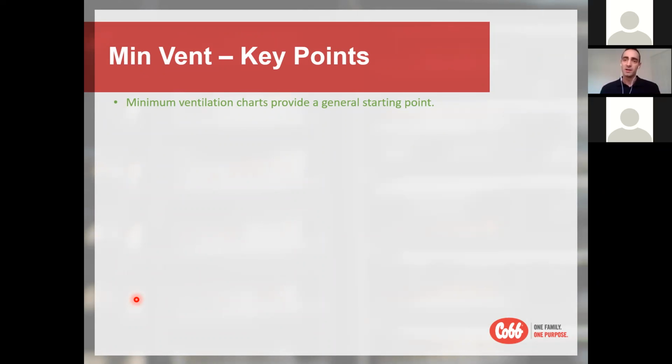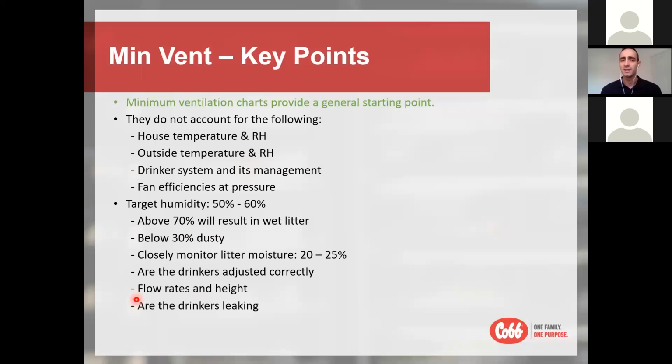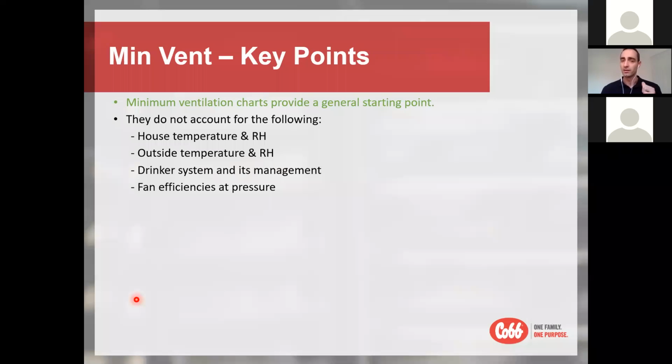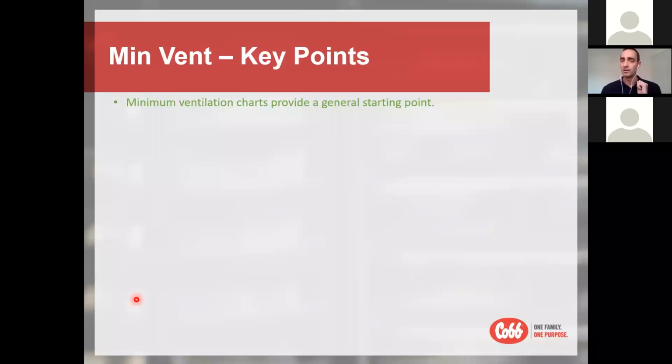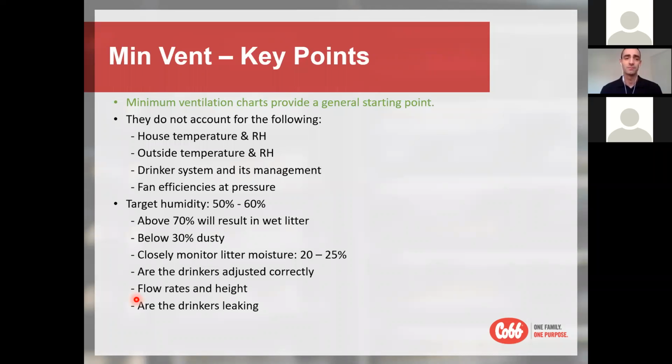So these minimum ventilation charts just provide a good general starting point. Okay, they don't take into account a lot of factors. They don't take into account your house temperature, your relative humidity on each day, the outside temperature and relative humidity, how you are managing your drinker systems, how efficient your fans are at the different pressures you're running in your houses. So they don't take those into consideration. They're good starting points, as I mentioned, but you need to make fine adjustments based on what you are seeing and measuring in your houses.